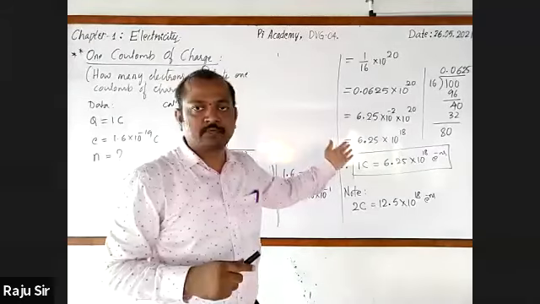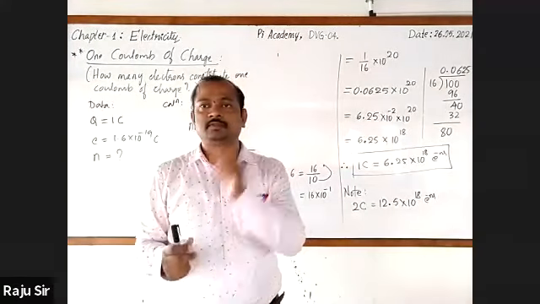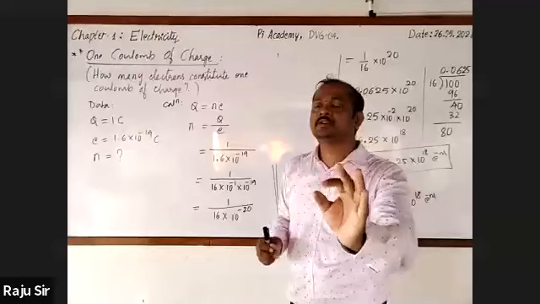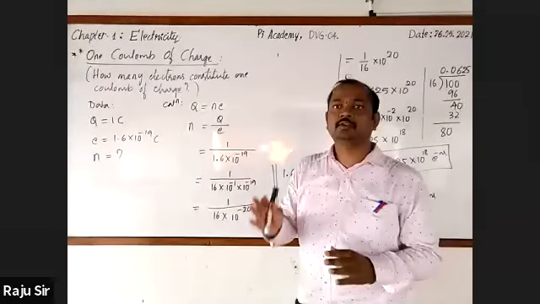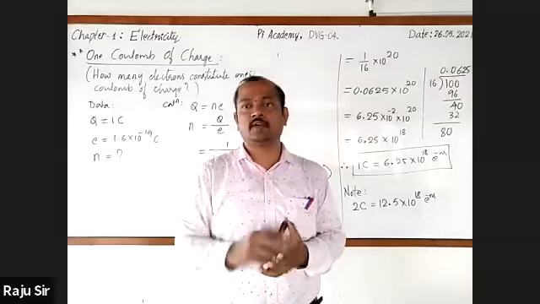If it is asked for 2 marks, you need to go for calculation. And even directly, they may ask it for 1 mark. Just how many electrons will constitute 1 coulomb of charge? You have to write 6.25 into 10 raised to the power 18 electrons.